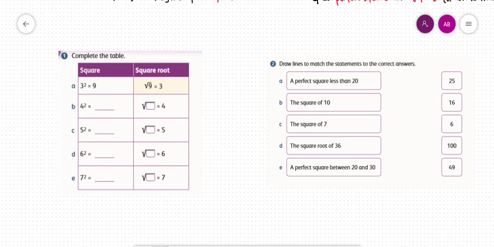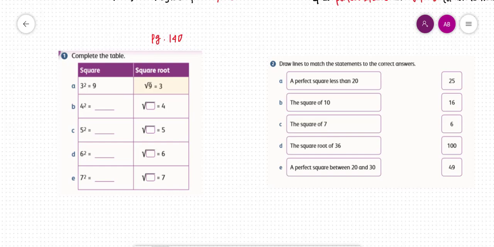Okay, kids, let's see the example from your student book, the activity on page 140. Teacher Fia will explain how to solve this kind of question. First, they ask us to complete the table, and you can see the example over here. Letter A is 3 squared is equal to 9, so the square root of 9 is 3.